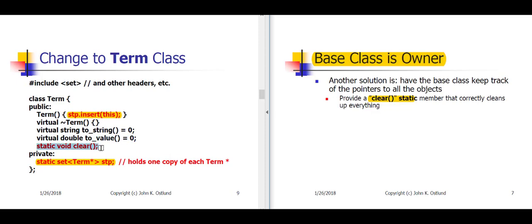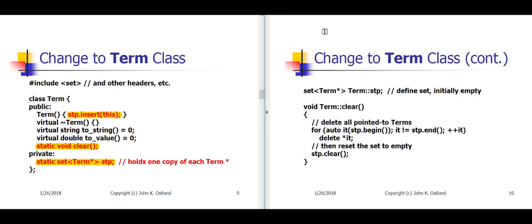In order that the application developer can clear all the terms, we're adding a static member function named clear, which will traverse through all of the term pointers in the set and delete each one. So here on slide 10 is what we need to add in the code file for the term class to support the changes that we've made in the definition of the term class in the header. We need to define that STP is a member of the term class and it is a set of pointers to terms. We also need to define what the clear static member function does.